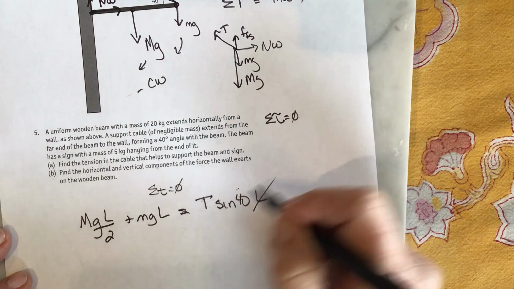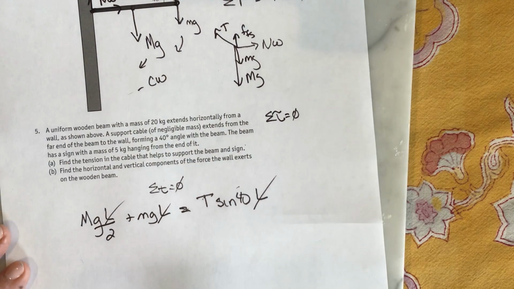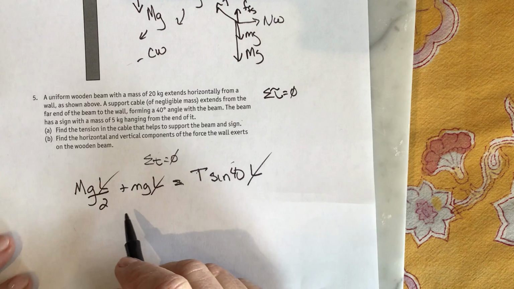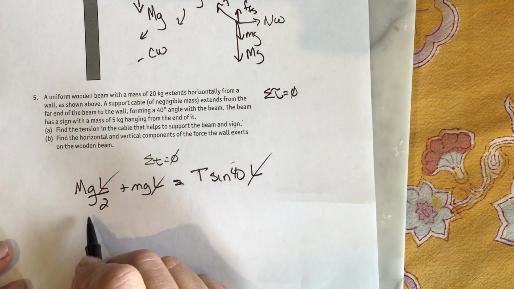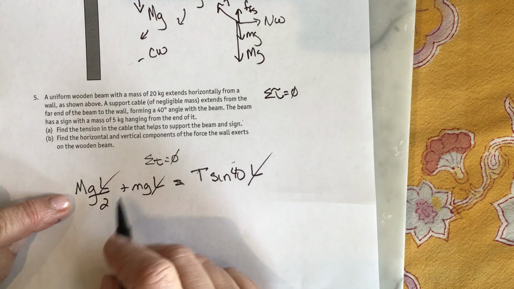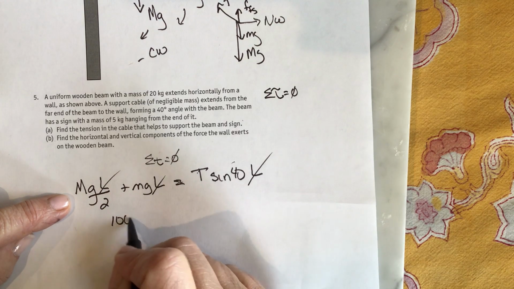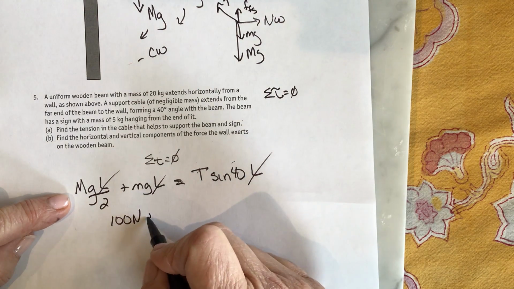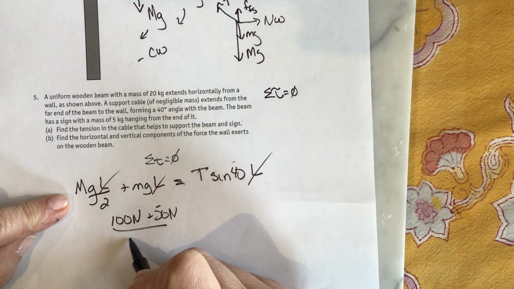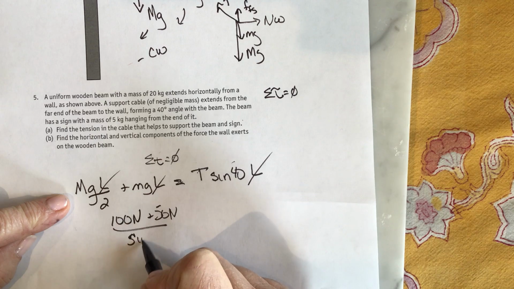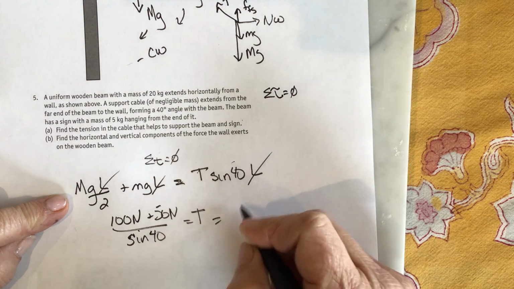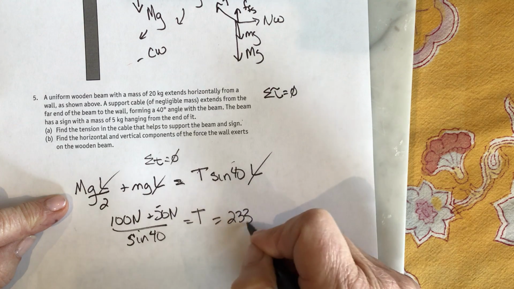All right, so lucky for us, length cancels out because everyone's got length, and we can solve now for our tension. All right, so let's just do this quickly. What do we have? We've got 200 newtons divided by 2, that's 100 newtons, plus 50 newtons, divided by sine 40 equals tension, and the tension equals 233 newtons.